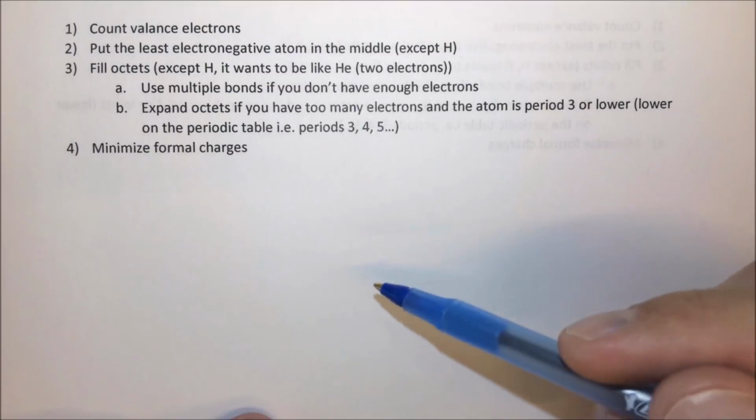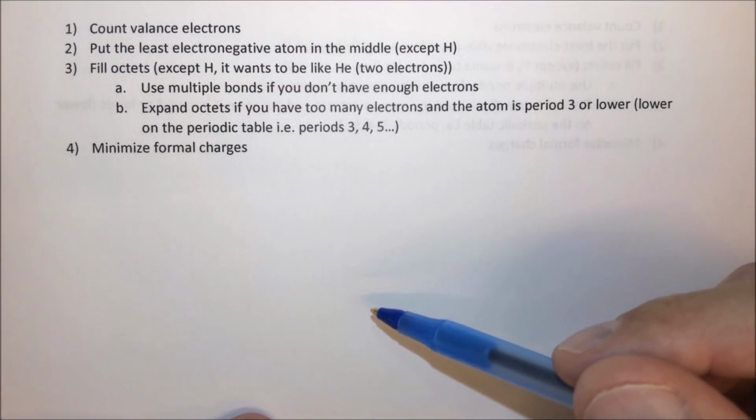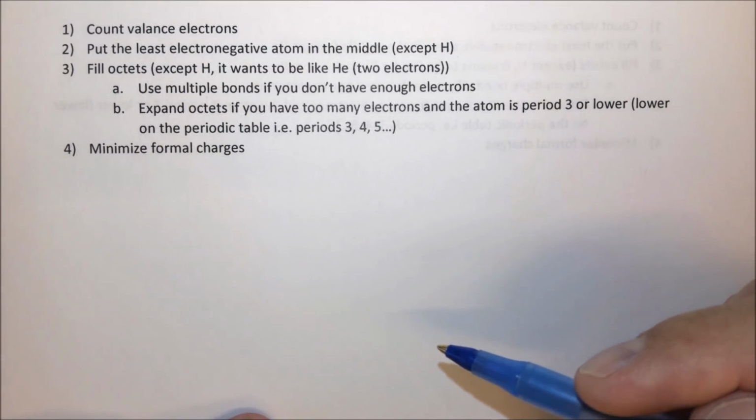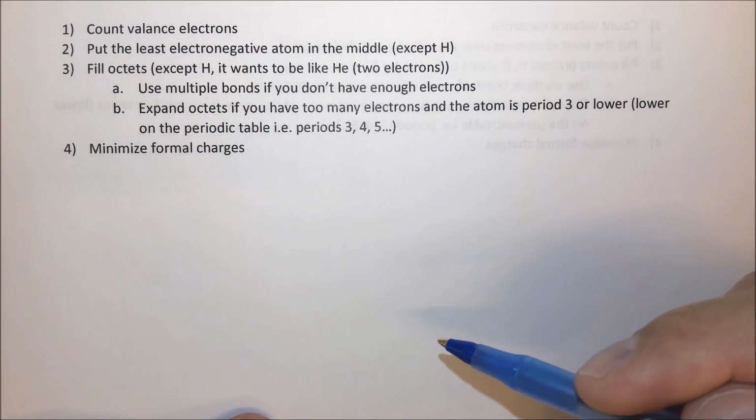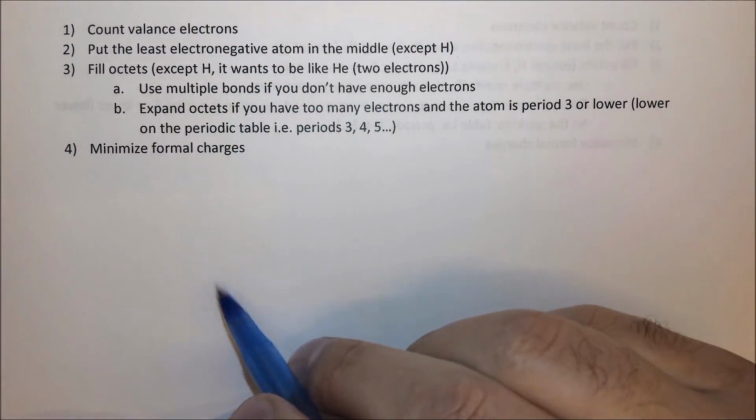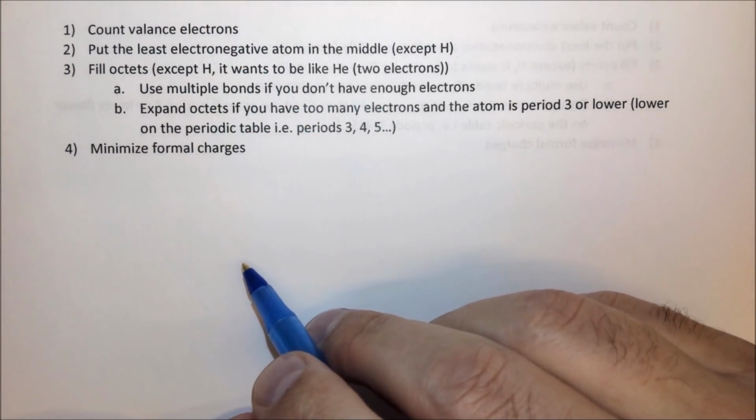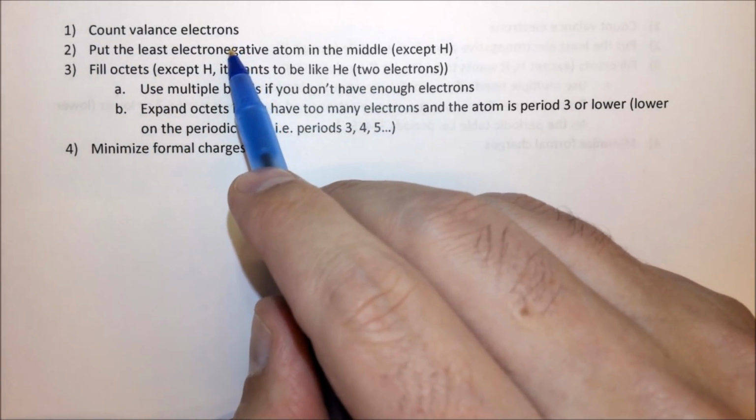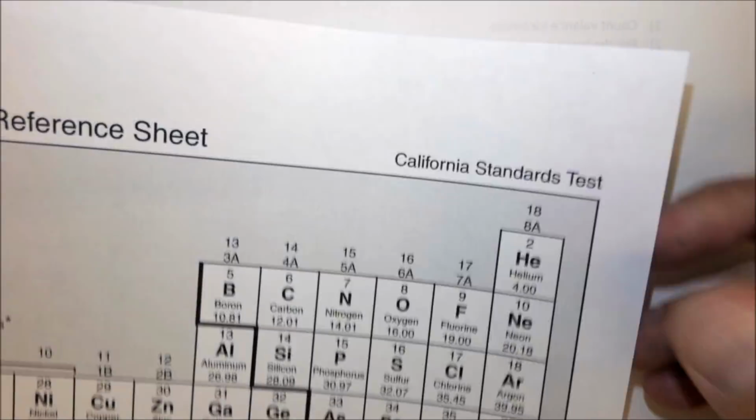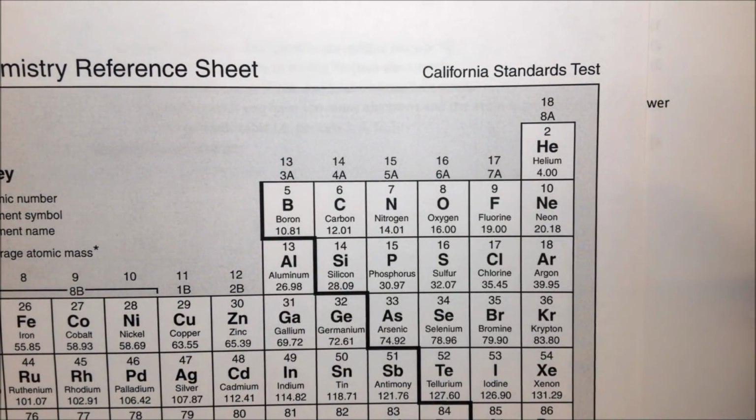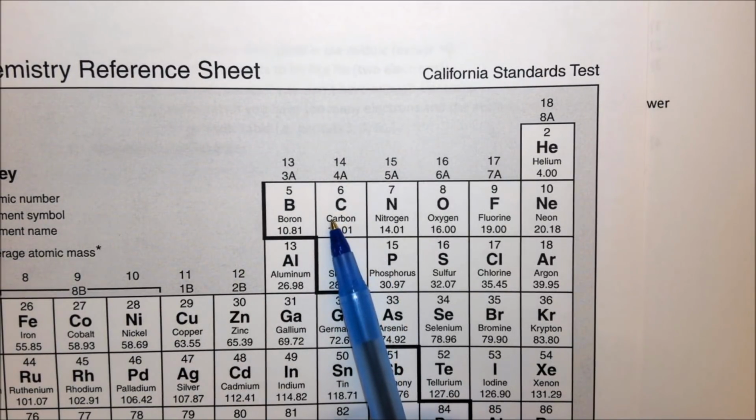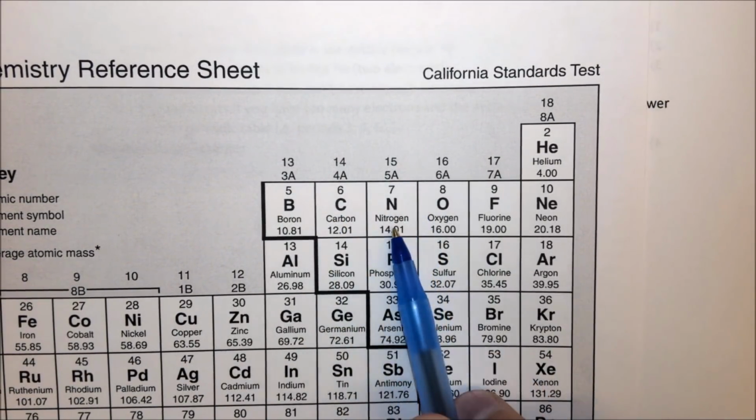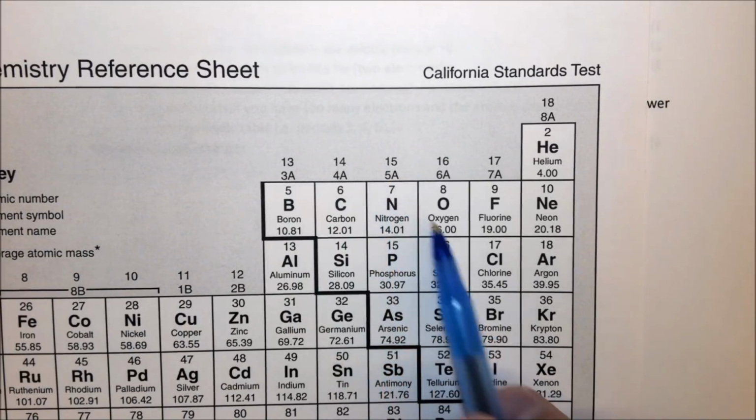So there are 4 steps, essentially, to writing Lewis structures. And I strongly recommend right now you pause the video and you write down these 4 steps that we'll go through just now. So, step 1, count the valence electrons. Remember that the valence electrons are attached to the A group number. So, for example, carbon's in 4A, so it has 4 valence electrons. Nitrogen's in 5A, so it has 5.